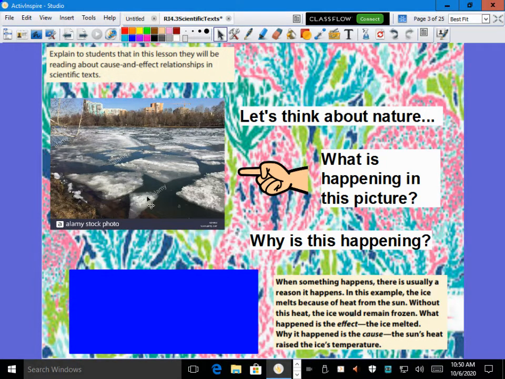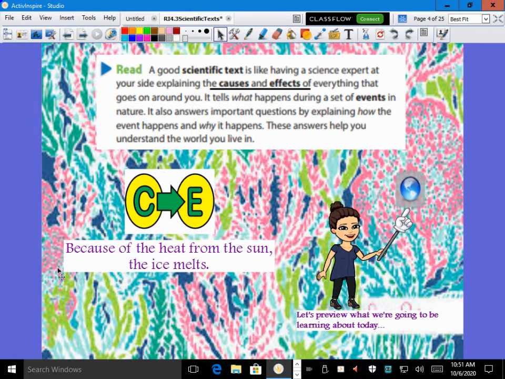When something is occurring, there's usually a reason for why it's happening. So in this example, the ice is melting. Why? What is the cause? Well, the heat from the sun. Okay. Without this heat, the ice would have remained frozen. But what happens is the effect. What's the effect? The ice is melting. So why is it happening? That's our cause. Because the sun's heat is raising the ice's temperature, and the end result is that it's going to be melting on the river. Okay, so just to review one more time, the cause is the heat from the sun, and what was the effect? What happened to the ice?